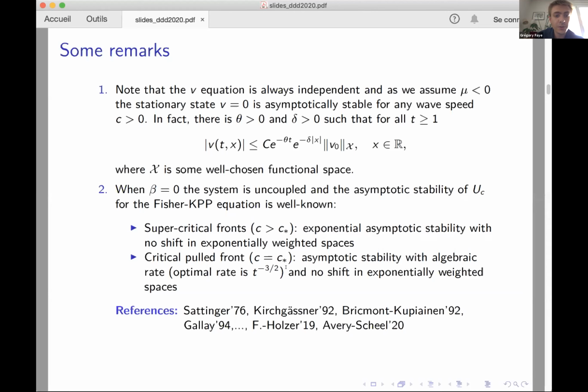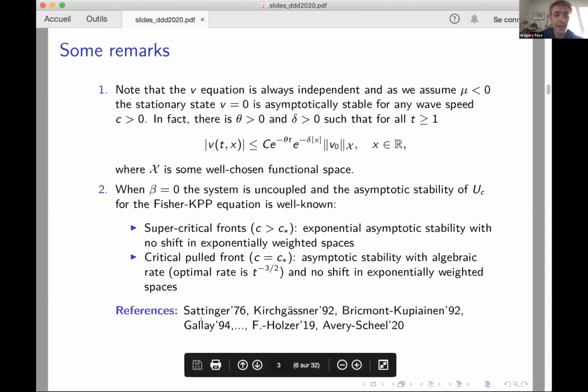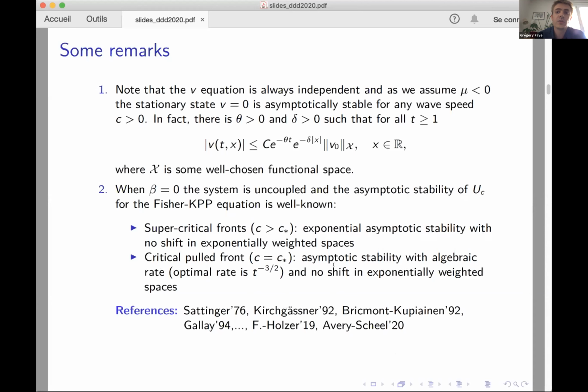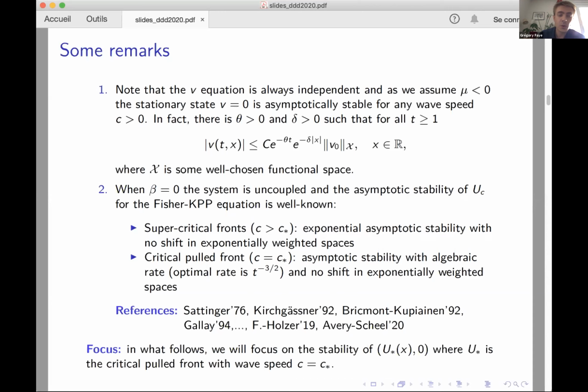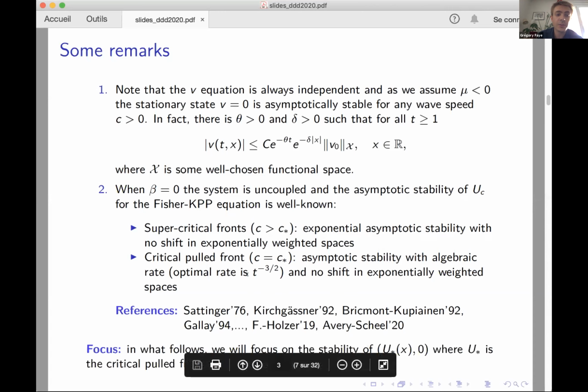This sharp stability result is due to Gallay in the 90s, and recently I've been working with Matt Holzer, trying to get a different proof and trying to see if this type of algebraic decay rate is something that is generic in some sense. So in what follows, just because it's the most interesting case, I will only be considering the case when c is equal to c star, the critical pulled front.